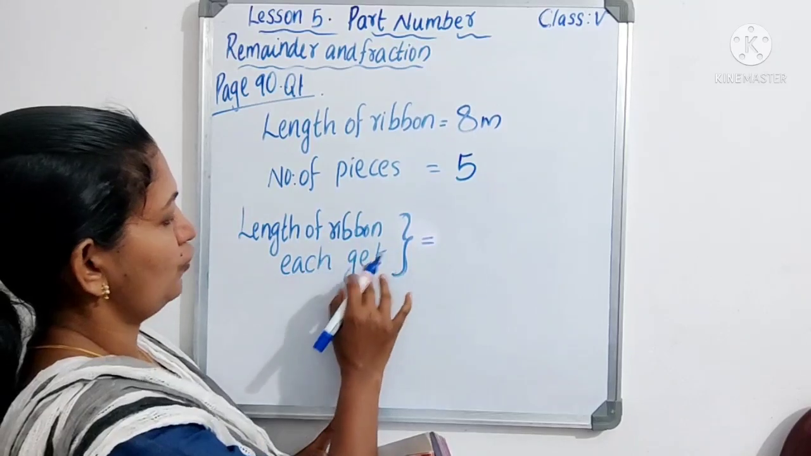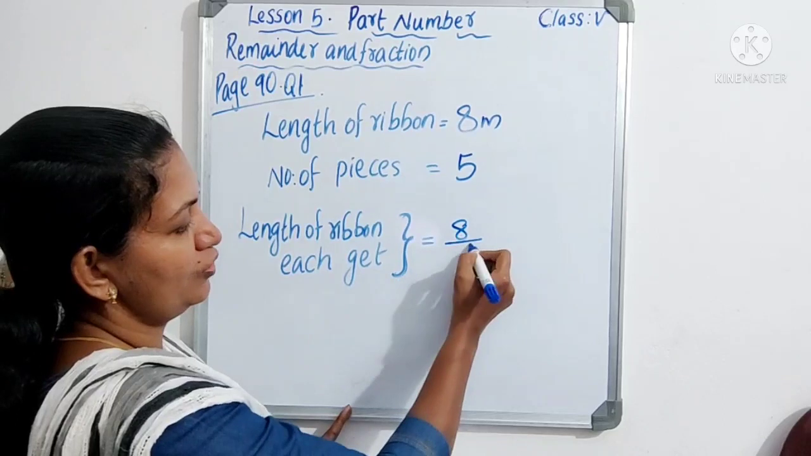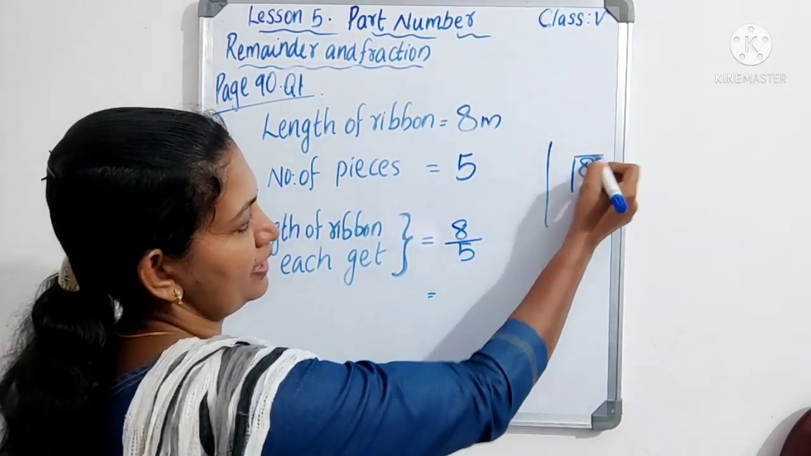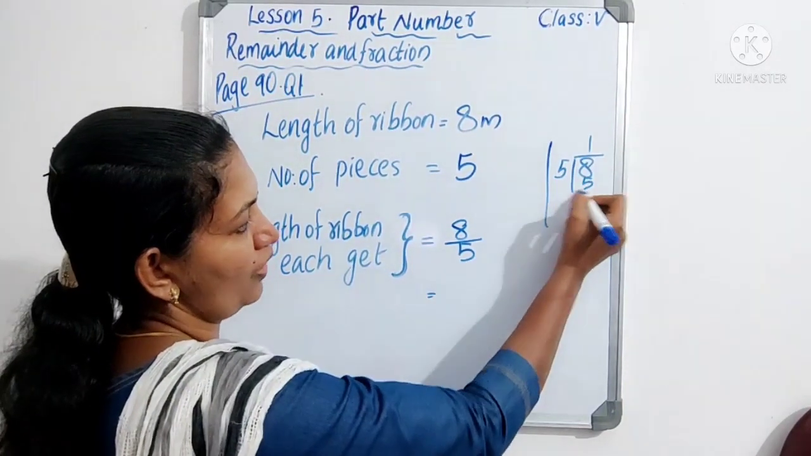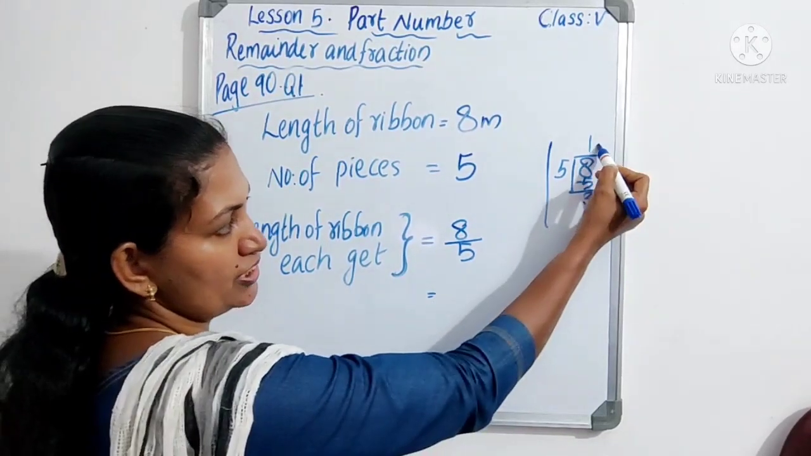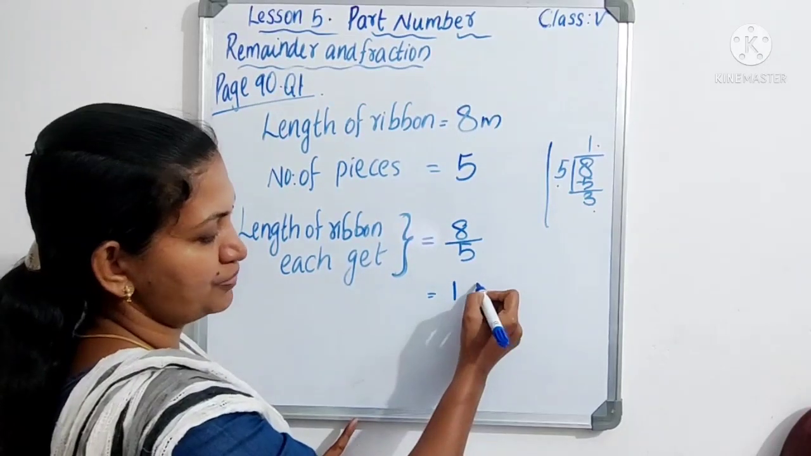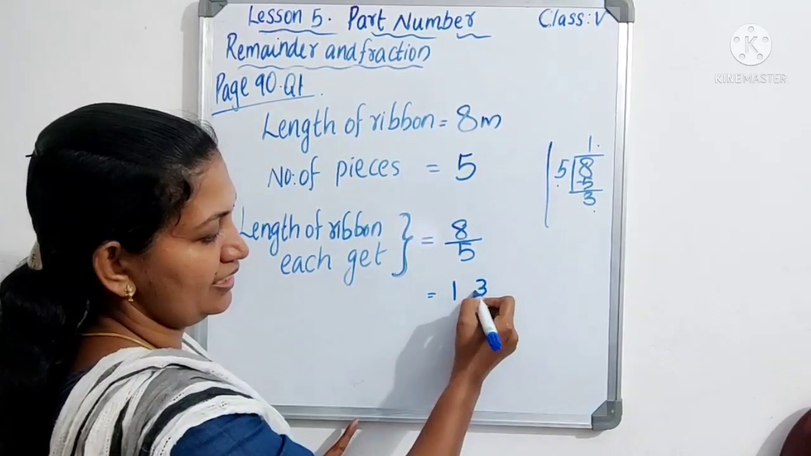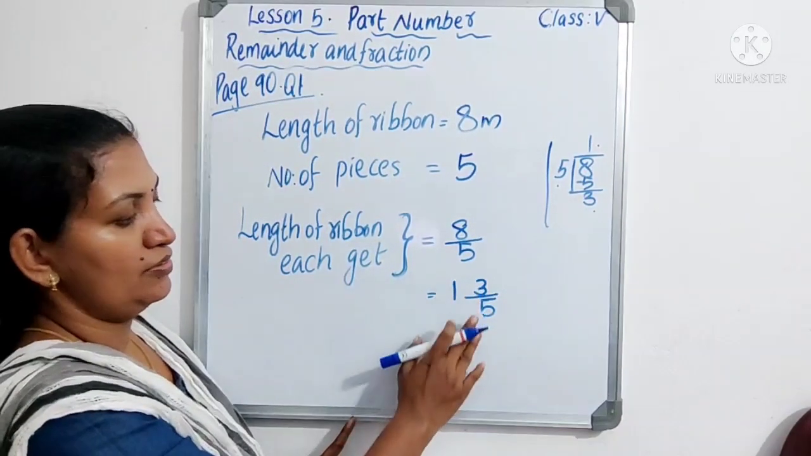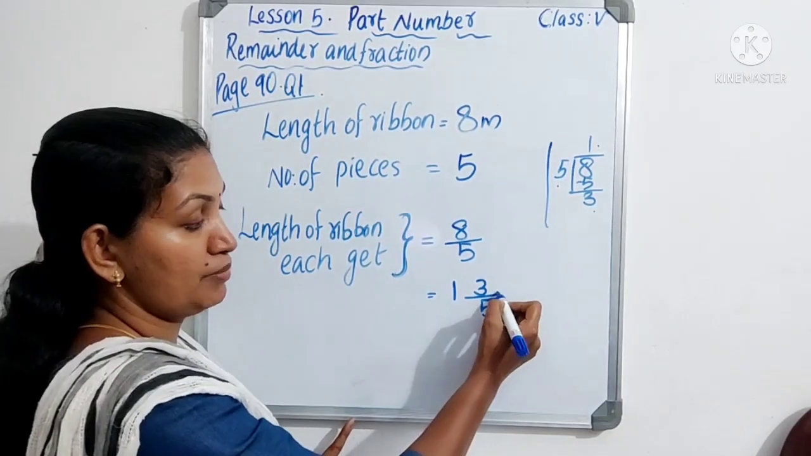Then the length of ribbon each gets is equal to 8 divided by 5. How can you divide 8 by 5? 5 ones are 5, subtract, 3. Then how can you write the quotient, remainder and divisor? Quotient is 1, remainder is 3 and divisor is 5. So 1 and 3 by 5 part each will get. Each one will get 1 and 3 by 5 meter.